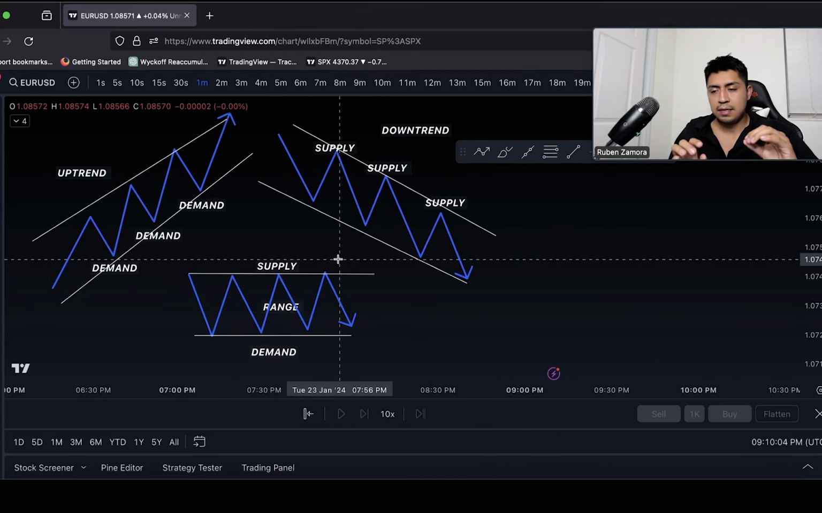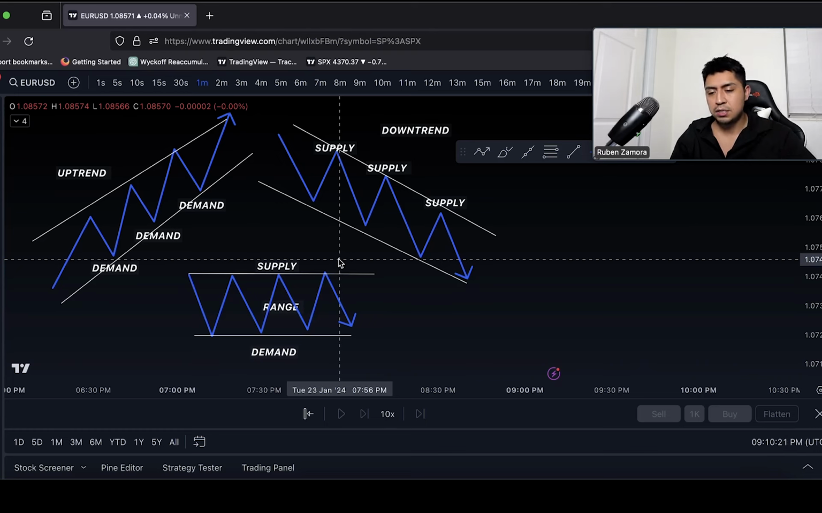And so in any of these three structures, you can either be a buyer or a seller. On the right-hand side, you can be a seller, so you're short in the market, and you can make money when you short the market.